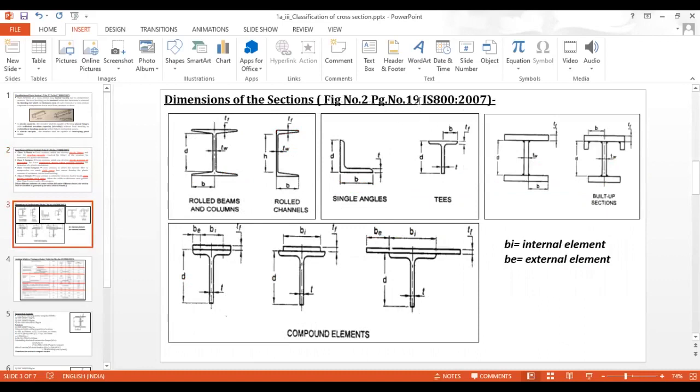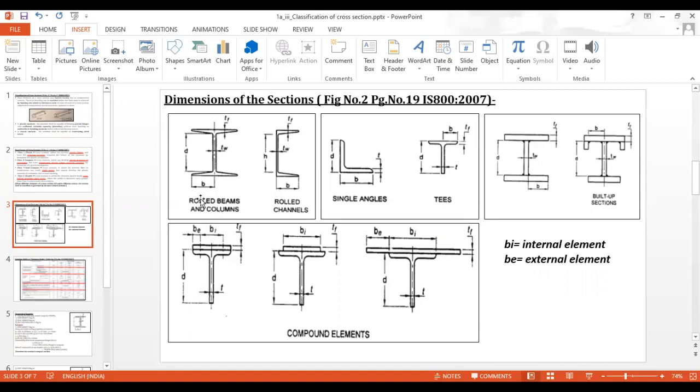From figure number 2, which is on page number 19 of IS 800/2007, this is our rolled steel beam section or I section, which can be utilized for the design of beam and column. This is the channel section, this is the angle section, this is the T section. These are the built-up sections, I section. Then again rolled steel T section, then compound element, that is T section with a plate at the top, and second T section with a plate at the top which is greater than its flange.